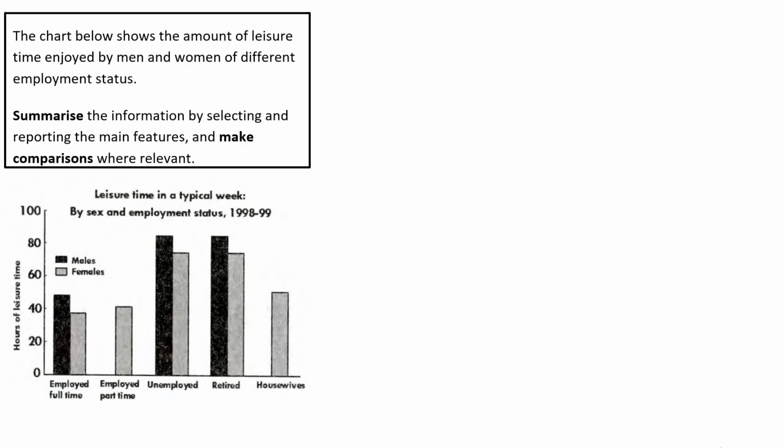Here we have this question. The chart below shows the amount of leisure time enjoyed by men and women of different employment status. Summarize the information by selecting and reporting the main features and make comparisons where relevant. The information on the chart is leisure time in a typical week by sex and employment status, 1998 to 1999, and on the left we have hours of leisure time from 0 till 100, and we have the bars, black for males, gray for females, and the categories are employed full-time, employed part-time, unemployed, retired, and housewives.